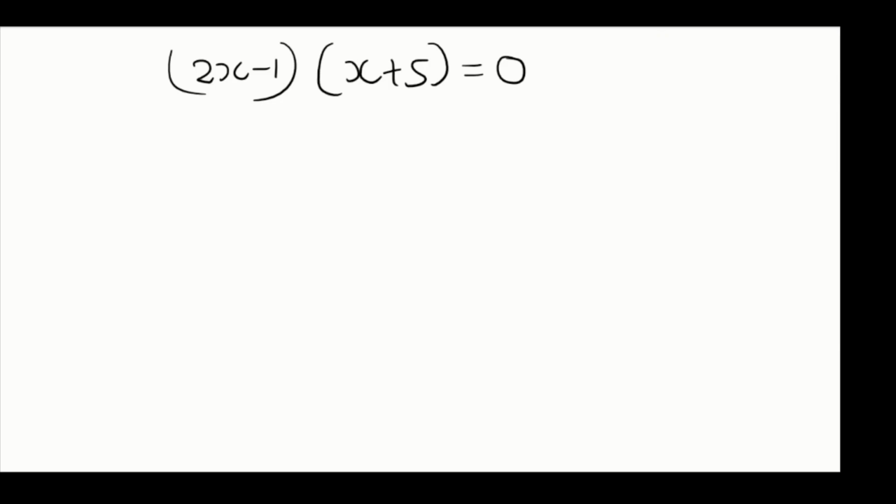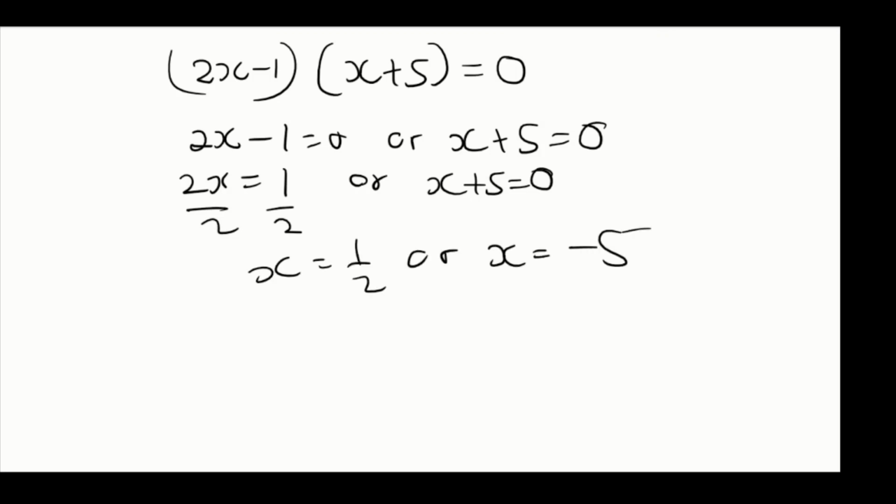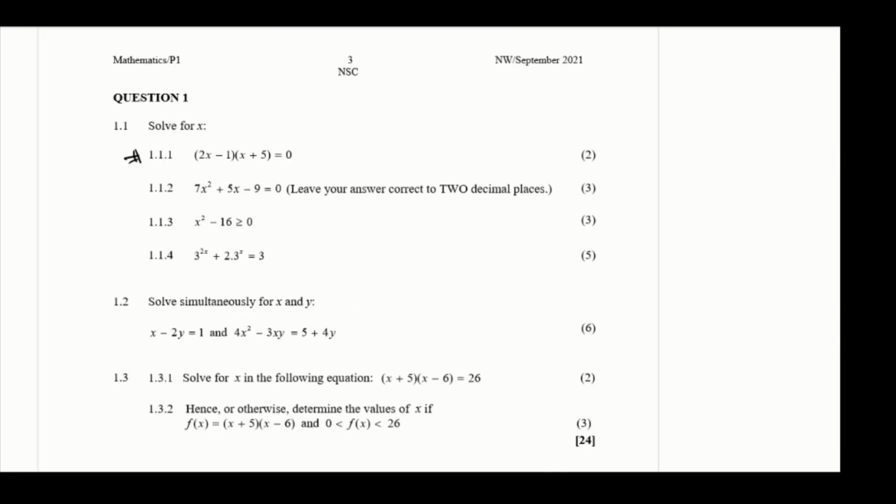To solve for x, we say 2x minus 1 is equal to 0, or x plus 5 equals 0. Then 2x equals 1, or x plus 5 equals 0. Then we divide by 2, and x is equal to 1 over 2, or x is equal to minus 5. So this is the solution for 1.1.1.